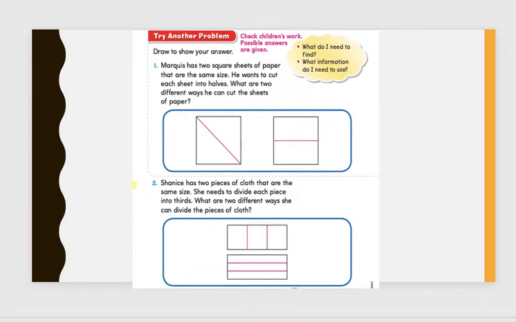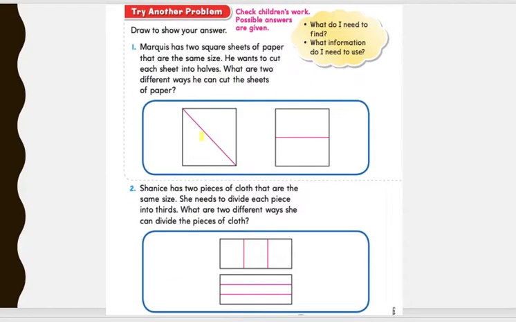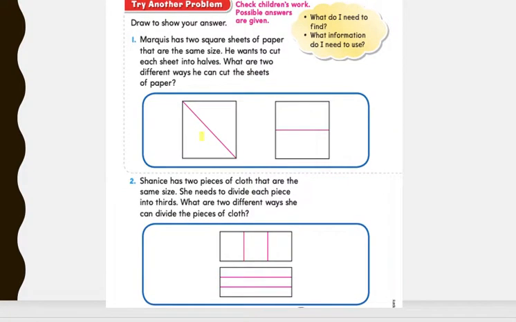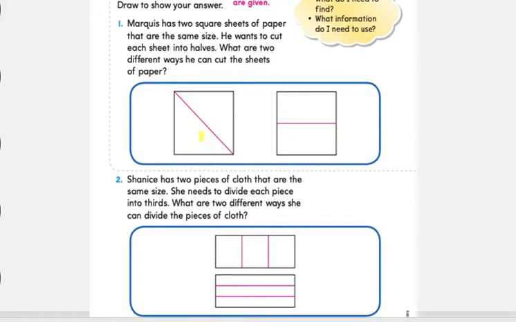Okay, now over here, we have some more word problems. So that's what we will be practicing today, is some word problems that go along with fractions. So we have, Marquise has 2 square sheets of paper that are the same size. He wants to cut each sheet into halves. So I'm just going to underline that right away because I know halves means 2. Okay, it says, what are the 2 different ways that he can cut the sheets of paper?